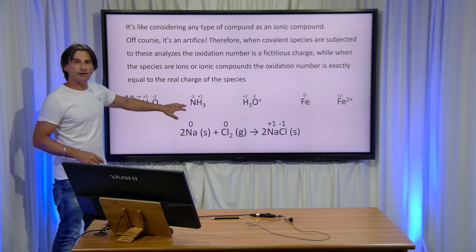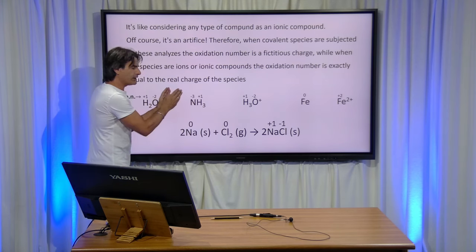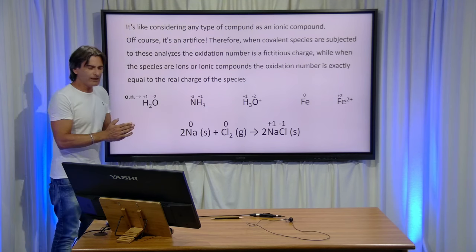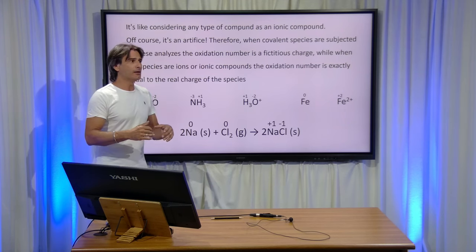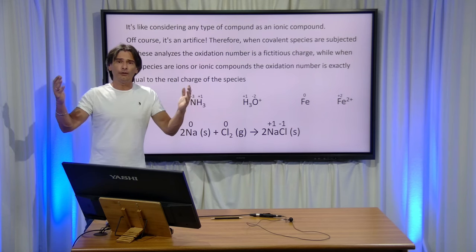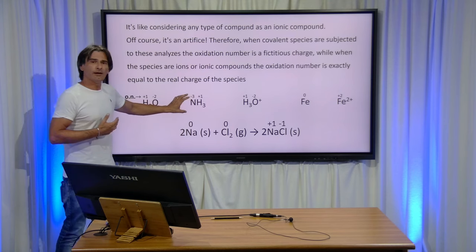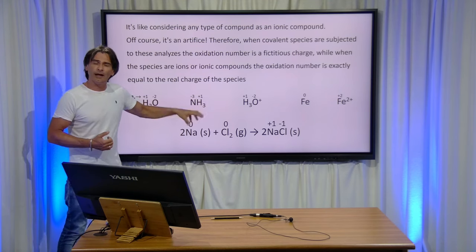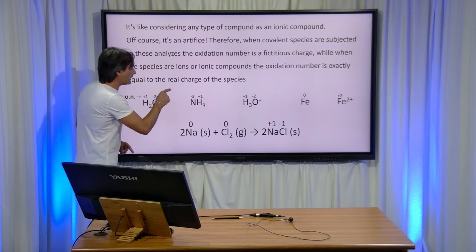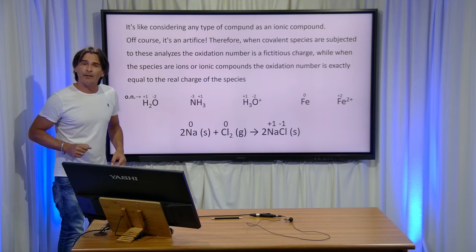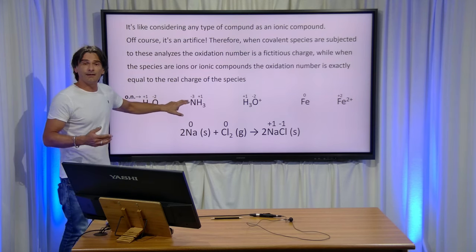Here we have the ammonia molecule. In the ammonia molecule, hydrogen is equal to plus 1, because hydrogen has the lowest electronegativity with respect to all the non-metals. And so nitrogen, we know, having a higher electronegativity, for this reason its oxidation number is equal to minus 3 in this case. It's negative.